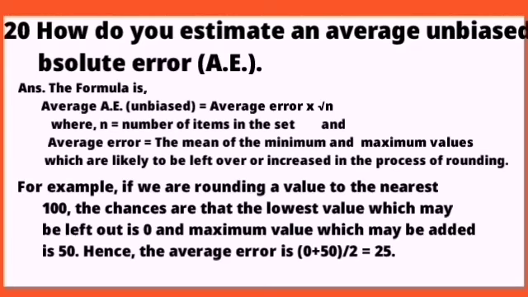For example, if we are rounding a value to the nearest 100, the chances are that the lowest value which may be left out is 0 and maximum value which may be added is 50. Hence, the average error is (0 plus 50)/2 equals 25.